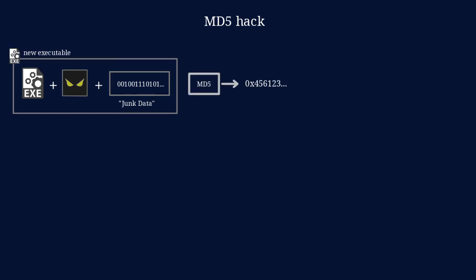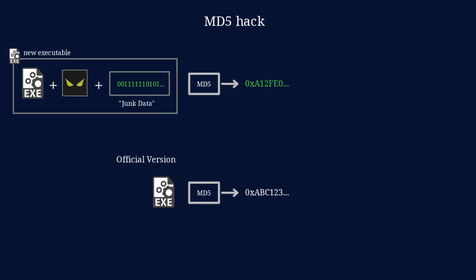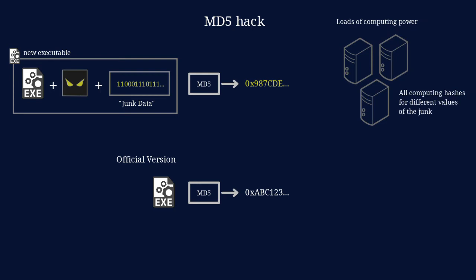Then take a hash of this with MD5 and see if the hash produced is the same as the official checksum. If it's not, and obviously it wouldn't be, well, then what you do is you tweak the junk and you take a hash again and see if this time you have a match. And you just keep doing that zillions of times until you do have a match. So this is a brute force attack.